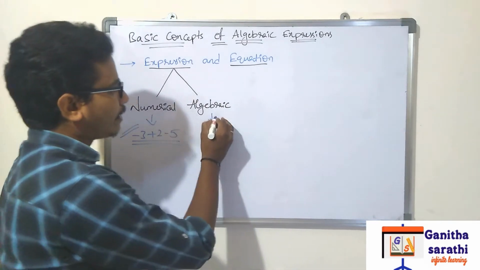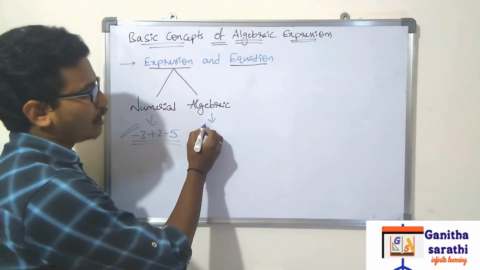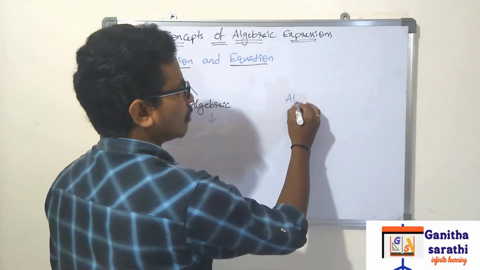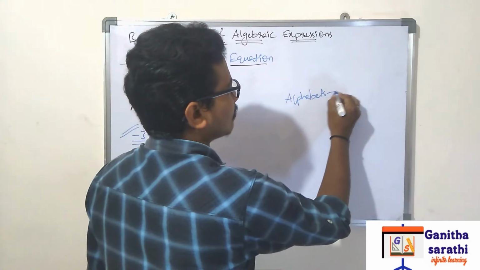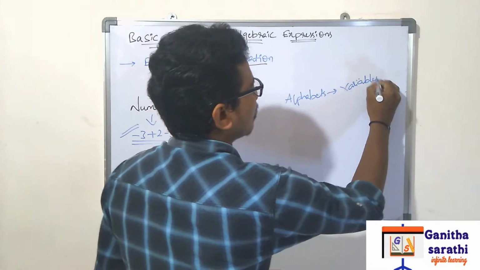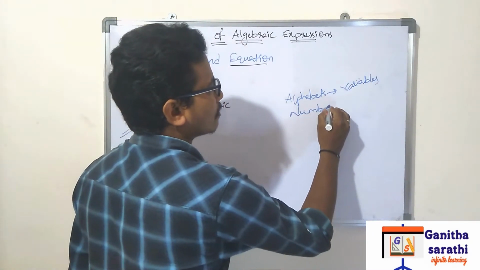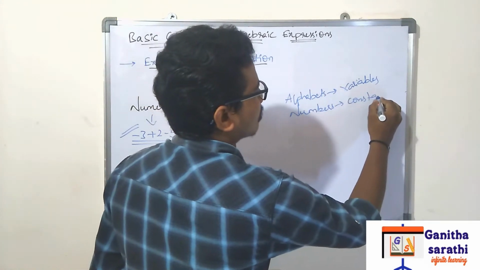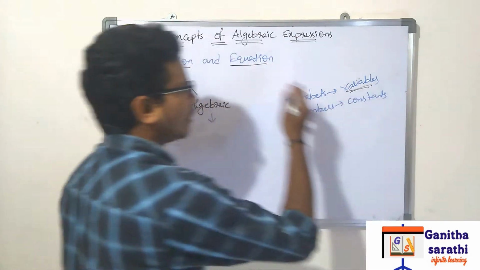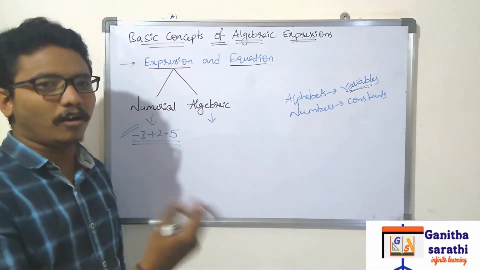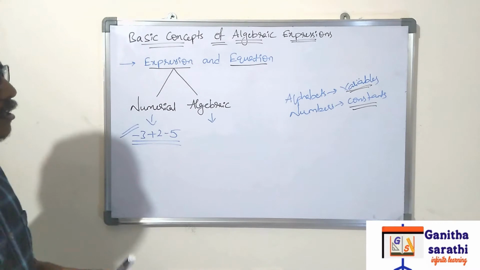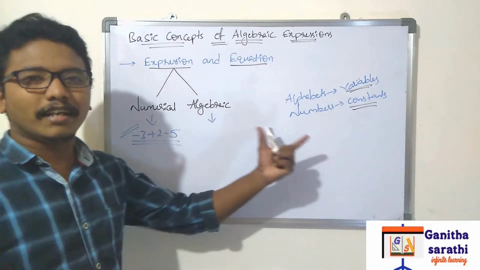Now algebraic expressions. Algebraic expression means what? Which contains numbers with alphabets. So alphabets are called variables, and numbers are called constants. So this is a very important part, remember that. Whatever you take, it may be algebraic expressions or polynomials, alphabets are called variables and numbers are called constants. Okay, so algebraic expression contains variables with constants.